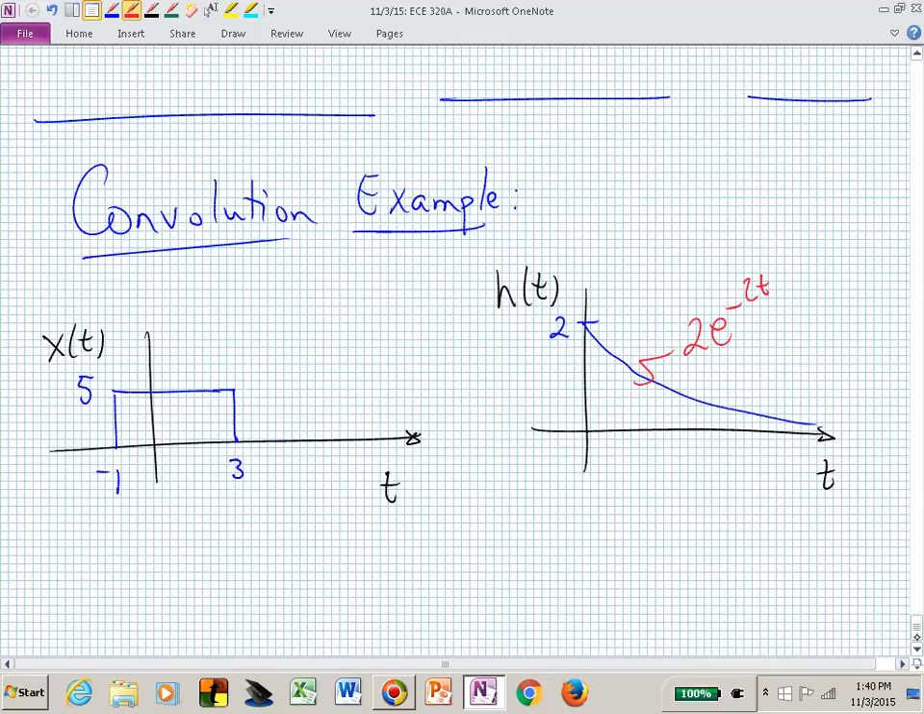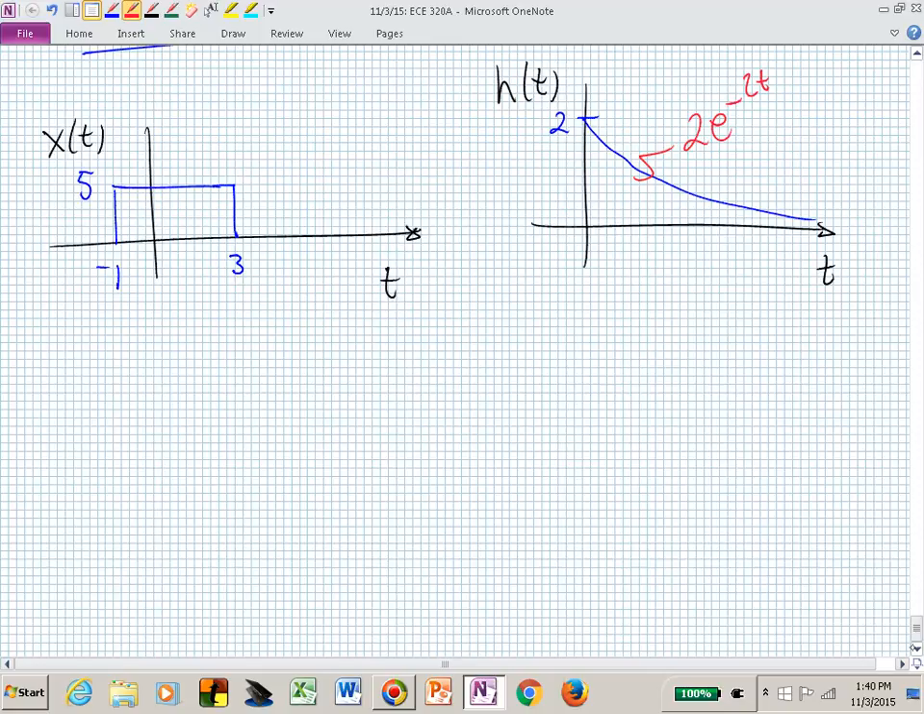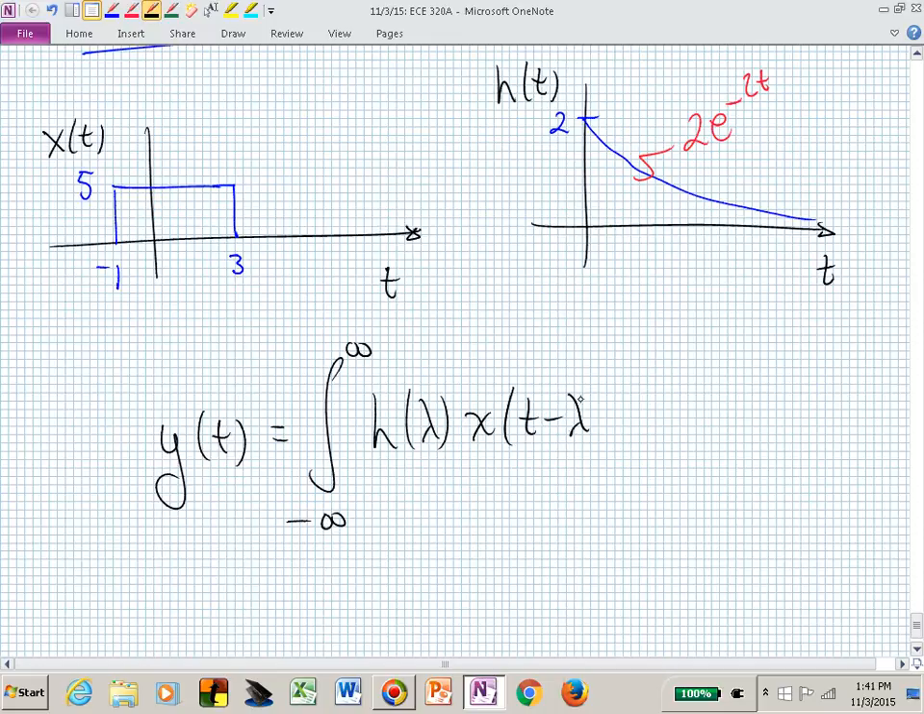You now want to perform this convolution, and in this case, you can flip and slide either x or h, and it doesn't matter. In this case, it's going to be easier to flip and slide x than flipping and sliding h. I just like to flip the ones that have the less involved shape or functional description, and that's x. So now what we're trying to compute is y of t, which is this integral from minus infinity to infinity of h of lambda x of t minus lambda d lambda. That's what we want to compute.